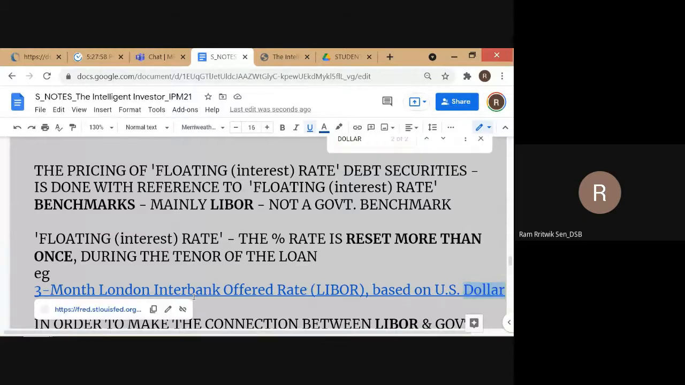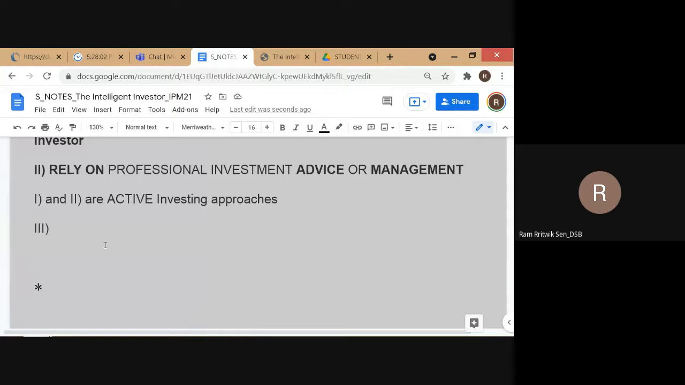I thought I had a note on dollar cost averaging, but anyway, I was trying to save myself the trouble of writing that. So it is a passive investing approach.